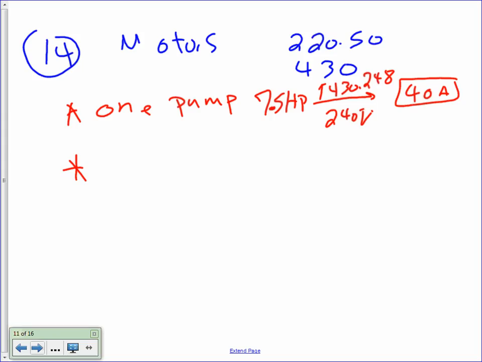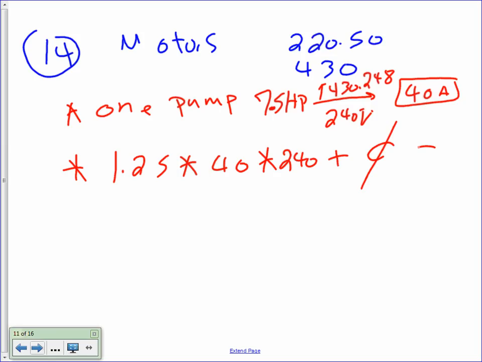Then I will do two steps in one. Since it's only one motor, the code says you add 25% on the largest motor. Which one is the largest motor? It's only one motor, Chad. So you add 25% on the largest motor. So you're going to take 1.25, multiply it by 40, multiply it by, what's the voltage? 240, plus all other motors. What are the all other motors? Why do you think I put 0 here? Plus the volt amp of all other motors. Do I have any other motors? Volt amp for all other motors? None.